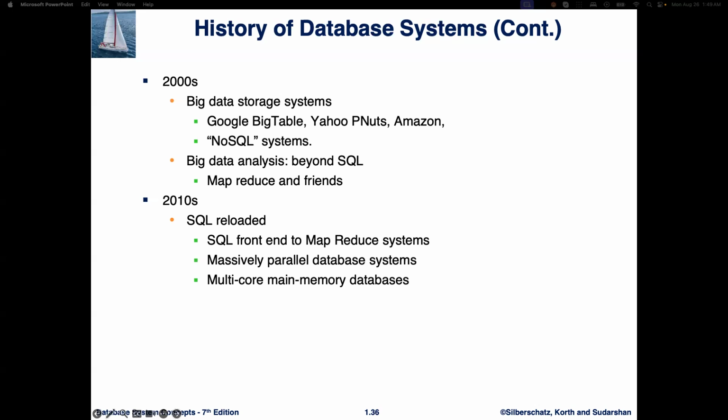Big data analysis beyond NoSQL: traditional SQL-based processing was not sufficient for analyzing massive datasets, leading to new paradigms like MapReduce. This approach allows for distributed data processing across large clusters of machines.